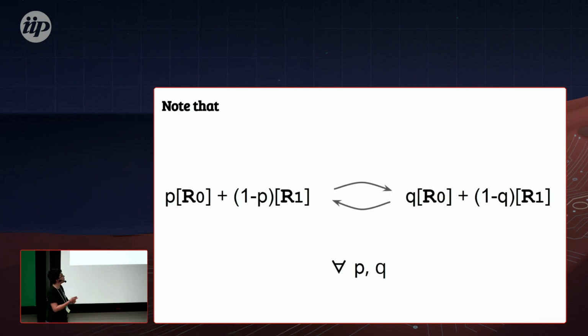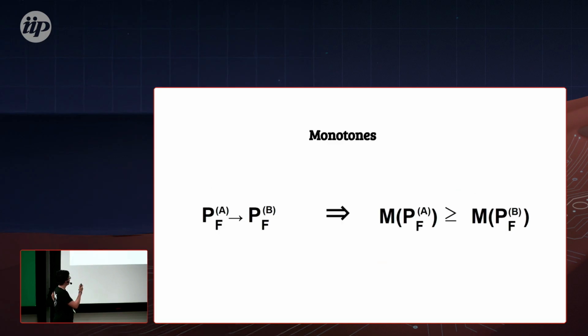Note that if you have two resources, two probability distributions over functions that only have support on reset to 0 and reset to 1, they are mutually interconvertible because you can always just post-process with R0 p of the time and with R1 1 minus p of the time. And so this is the class of free resources, meaning probability distributions over functions that don't have any resource in my theory. They don't have any causal influence.